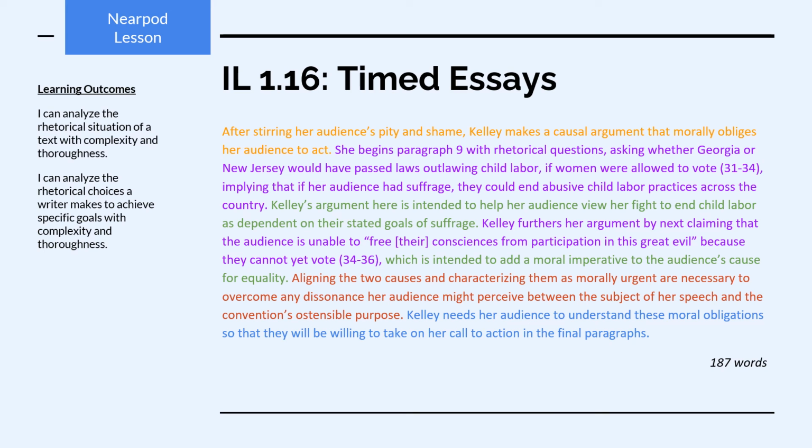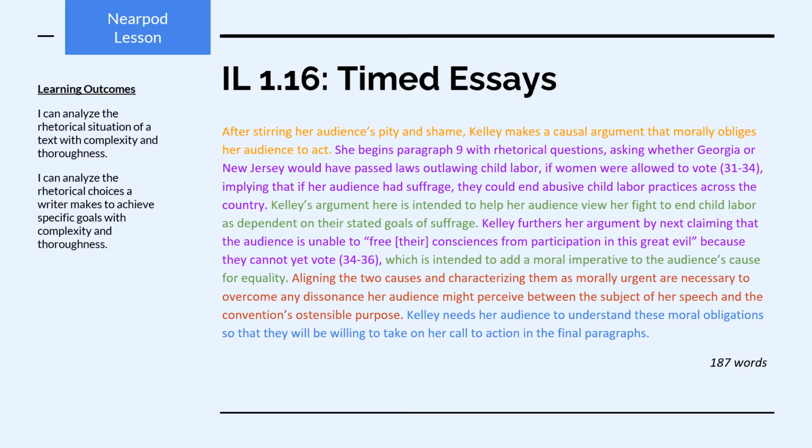Next, get in my text evidence. She begins paragraph 9 with rhetorical questions, asking whether Georgia or New Jersey would have passed laws outlawing child labor if women were allowed to vote, implying that if her audience had suffrage, they could end abusive child labor practices across the country. Kelly's argument here is intended to help her audience view her fight to end child labor as dependent on their stated goals of suffrage. Notice how I've just followed up my first piece of text evidence immediately with a statement explaining its intended effects. Now for another piece of text evidence, Kelly furthers her argument by next claiming that the audience is unable to, quote, free their consciences from participation in this great evil because they cannot yet vote, which is intended to add a moral imperative to the audience's cause for equality.